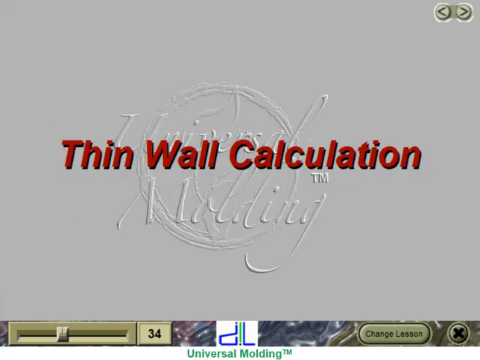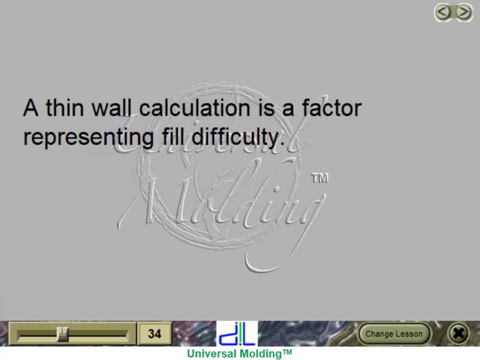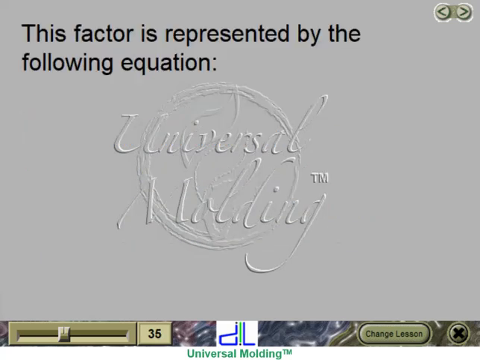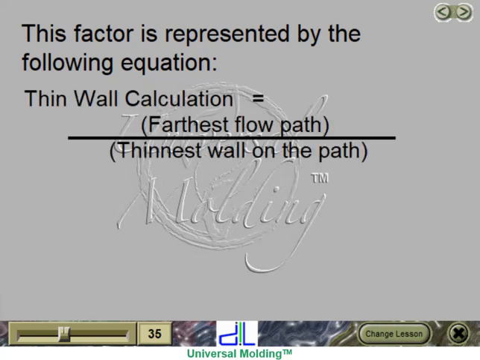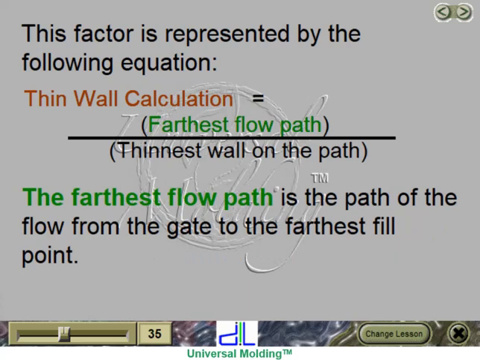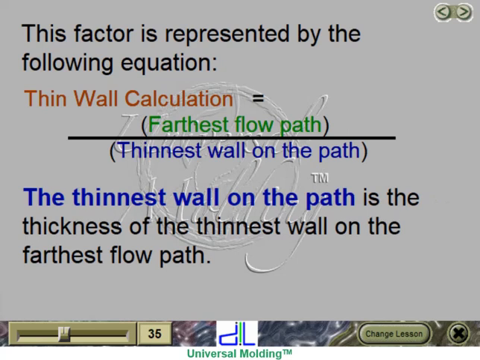Thin wall calculation. A thin wall calculation is a factor representing fill difficulty. This factor takes into consideration the distance that the melt has to travel and how narrow the passages are. This factor is represented by the following equation. Thin wall calculation equals farthest flow path divided by thinnest wall on the path. Thin wall calculation is a value that represents the fill difficulty. This difficulty increases when the value increases. The farthest flow path is the path of the flow from the gate to the farthest fill point. The thinnest wall on the path is the thickness of the thinnest wall on the farthest flow path.